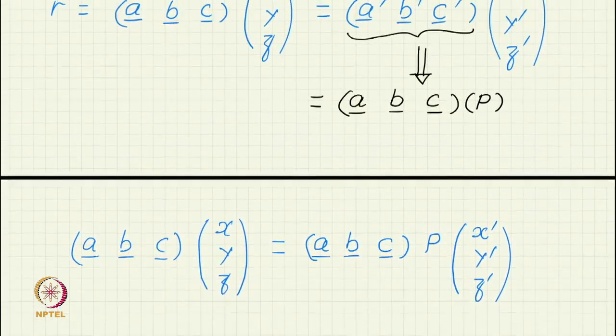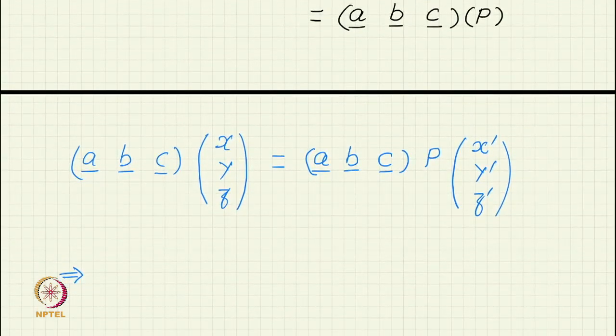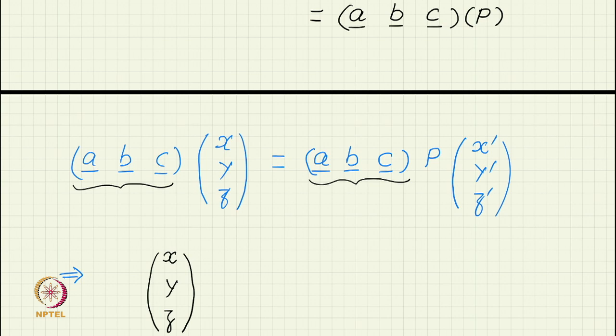So, if this is the case, now we can see that in both LHS and RHS we have the same row A, B and C, and since this is a general relation true for any x, y, z, we can conclude that the column x, y, z, which is being multiplied by A, B, C, and the column P times x prime, y prime, z prime, which is being multiplied by the same A, B, C, should be equal. So, we have almost found our desired relation.